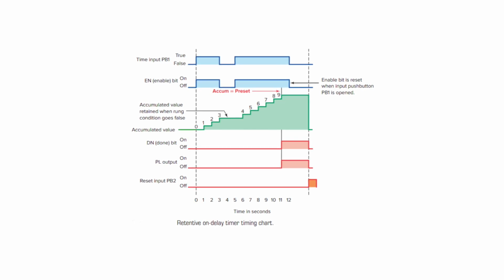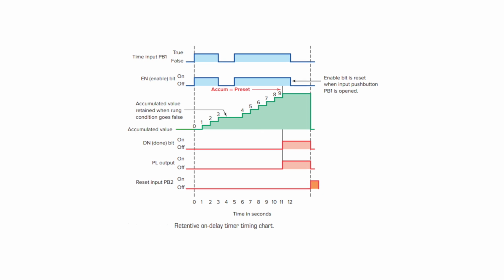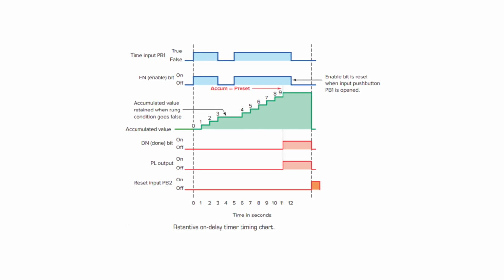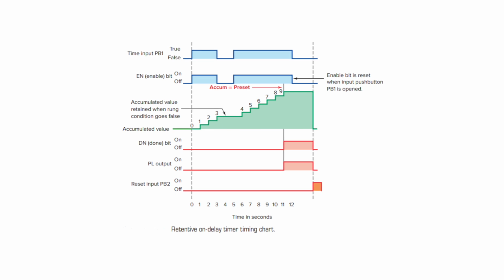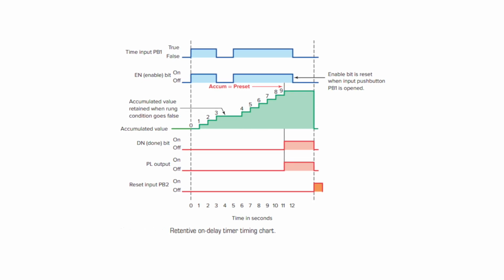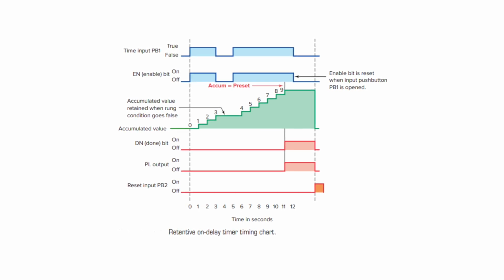In the timing diagram, you can see initially all the push buttons are 0, so my output is 0, and when I press the push button 1, my timer starts counting, and after 3 seconds, you can see in the timing diagram, when I release the push button 1, my timer holds that time period.